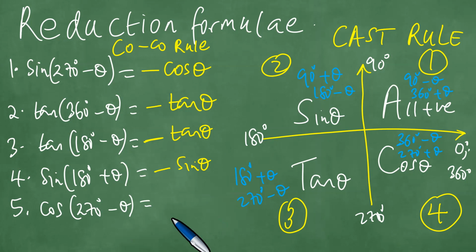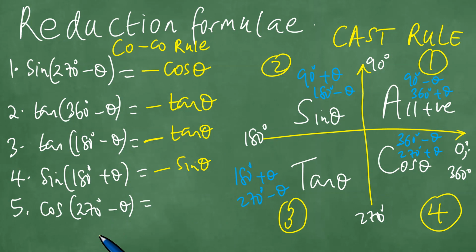So the COCO rule only applies when you're on the third quadrant. Yeah, the COCO rule applies at 90 and 270. It applies only when you have 90 minus, 90 plus, or 270 minus, 270 plus. That is when the COCO rule applies. Yes, the COCO rule is the same as 90 or 270. There are more angles that are like 90 or 270, but 90 or 270 are the most basic.